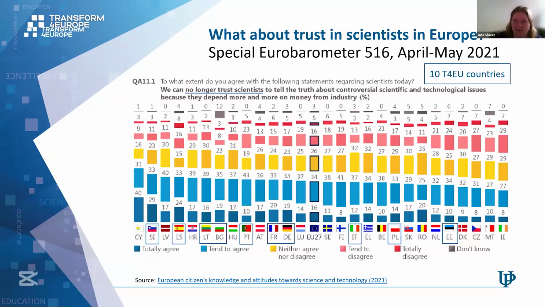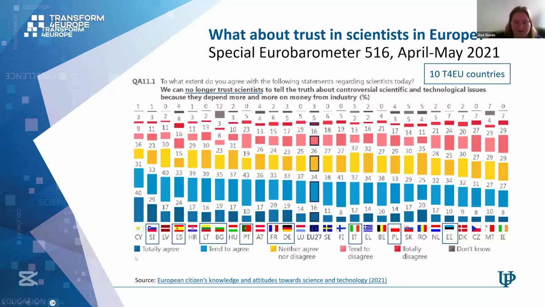I'm highlighting the 10 T4U countries. So out of the 11 countries, the 10 are here. I think only from the T4U countries, only Ukraine is missing. All the others were included in this study. And so you can see, the higher the agreement, the blue color, the agreement means that people don't trust science.